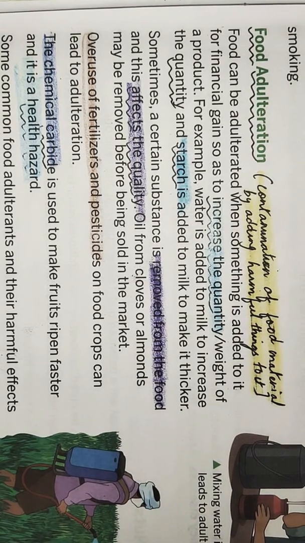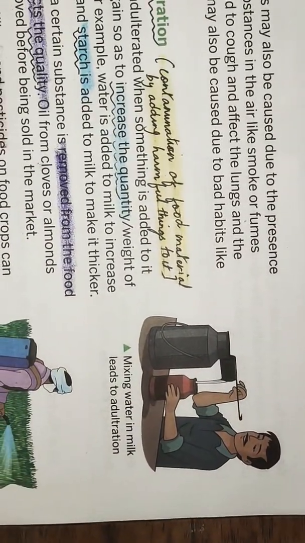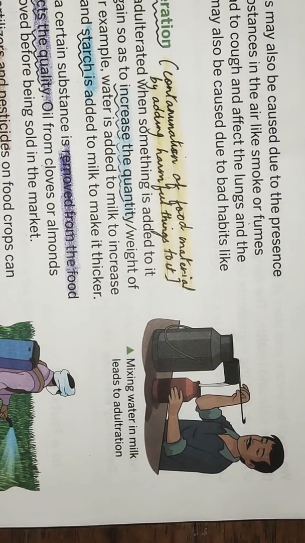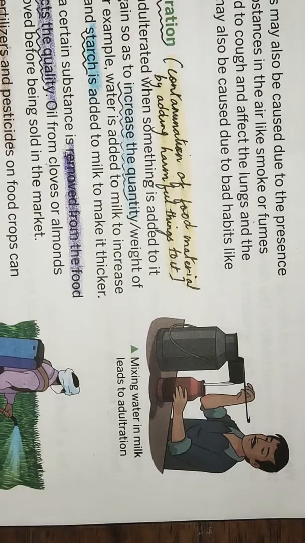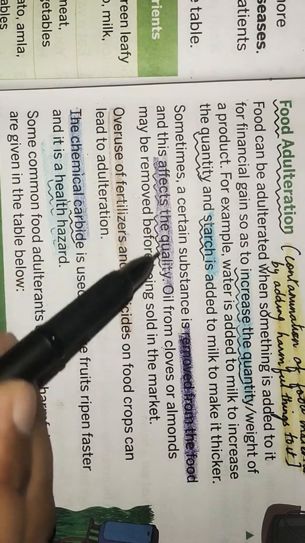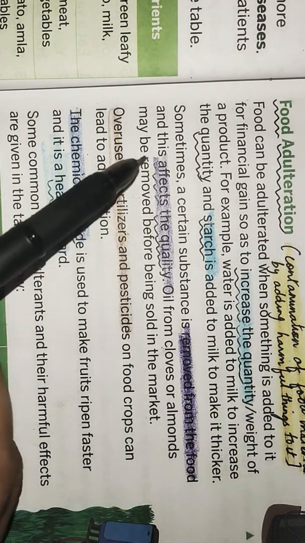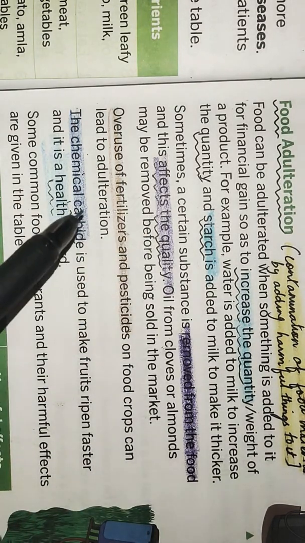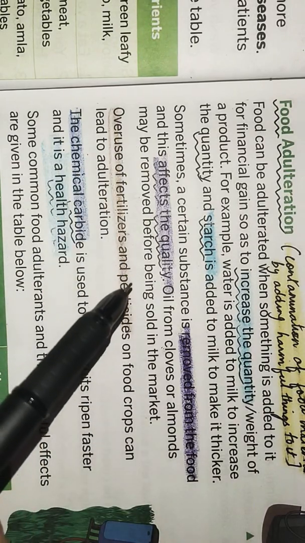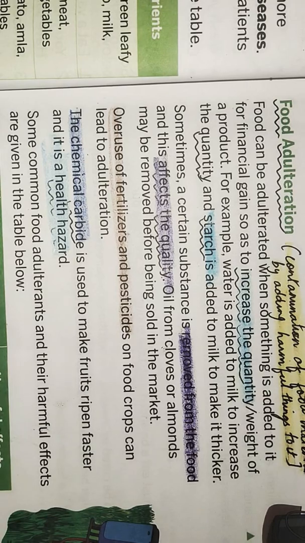All right, you can see the milkman trying to pour milk, and a little bit of water is also added to it. Sometimes a certain substance is removed from the food and this affects the quality. Oil from cloves or almonds may be removed before being sold in the market.